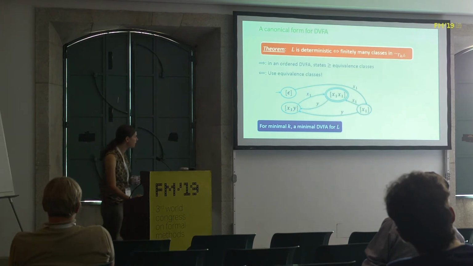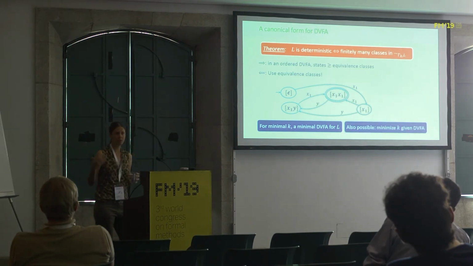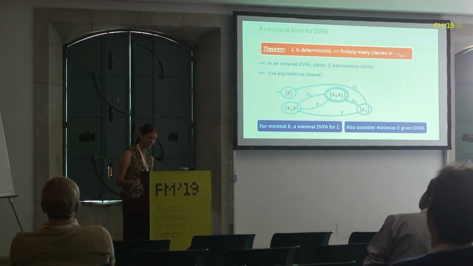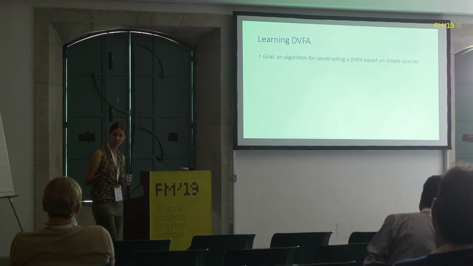And we can show that for a minimal number of variables, this is a minimal ordered deterministic variable automaton for the language. And it's also possible, given an ordered DVFA, to minimize the number of variables that it uses. Okay, so that was the canonical form, and now we want to learn it.